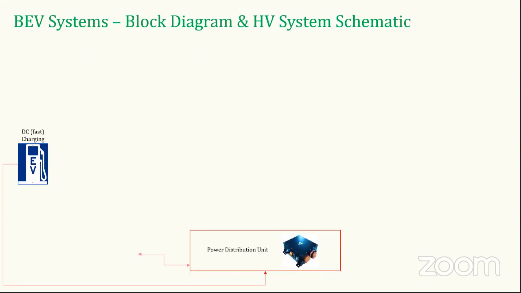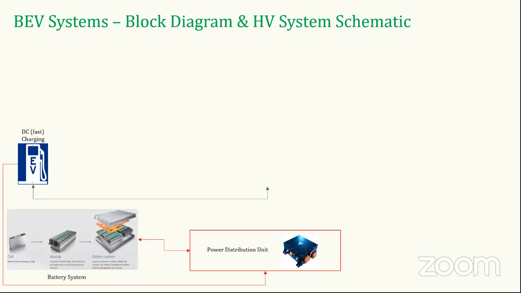So now we can get into some of the technical aspects of the battery electric vehicle, and we can see the block diagrams and high voltage schematics. So how does this electric vehicle actually operate? This is with the help of the AC and DC charging stations. So considering the DC charging station, it helps the power flow to the power distribution unit, which in turn charges the battery. And it also communicates with the vehicle control unit, which is mainly for controlling the charging rate.